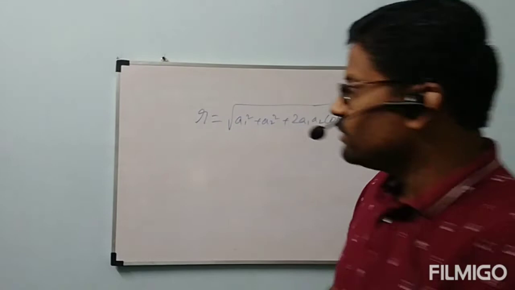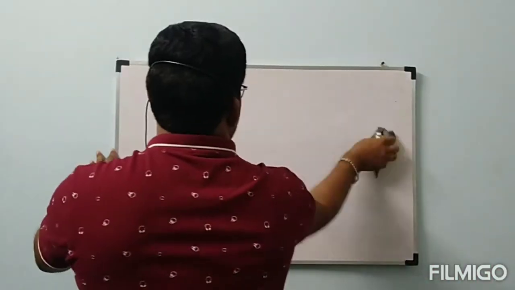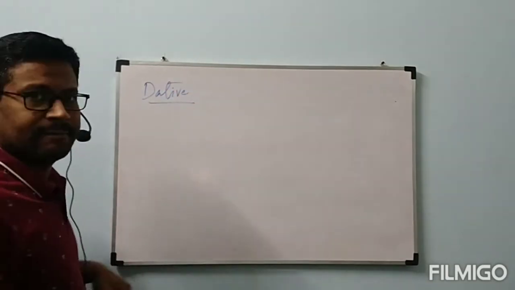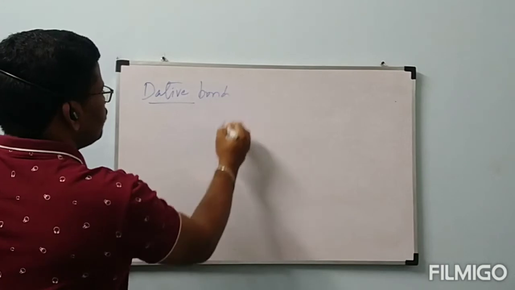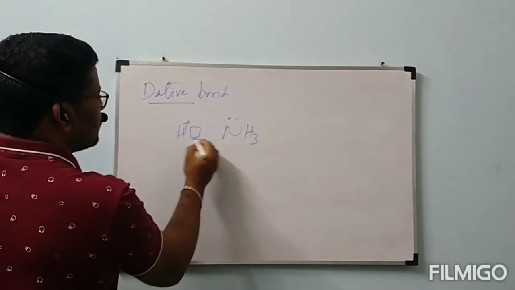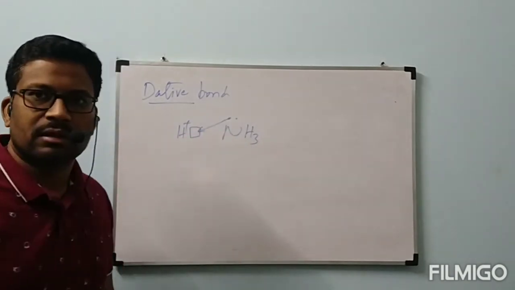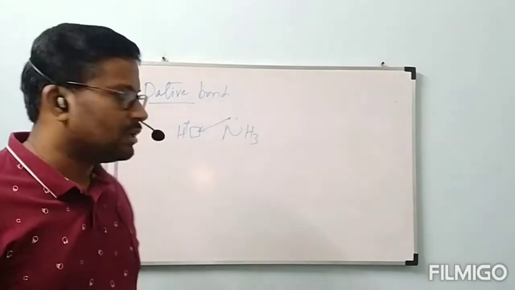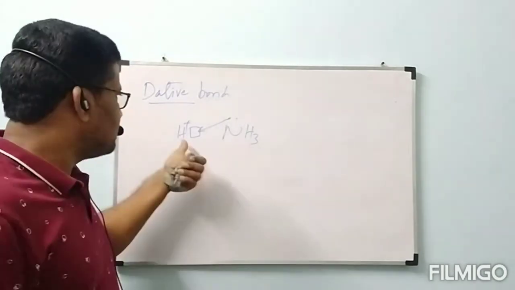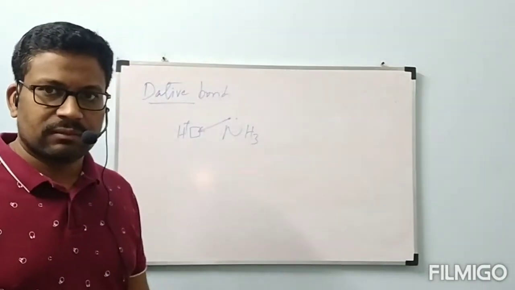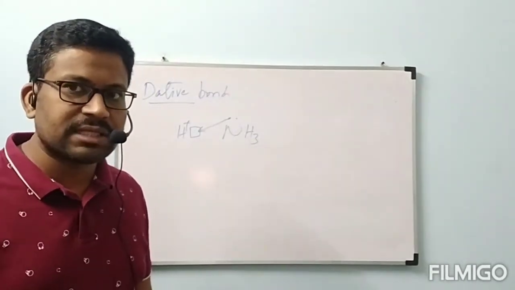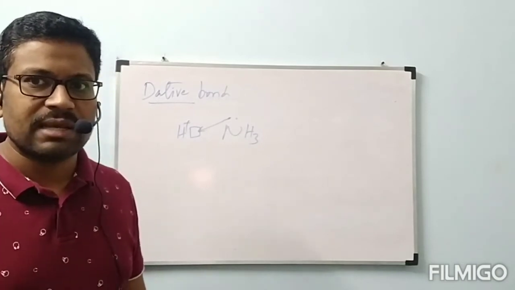Next, dative bond or coordinate covalent bond, between NH3 and H plus. This is a type of covalent bond in which the bond pair of electrons is completely donated by one atom, and the other atom simply accepts those electrons. This type of bond is called a dative bond or coordinate covalent bond. Another name is semipolar bond.